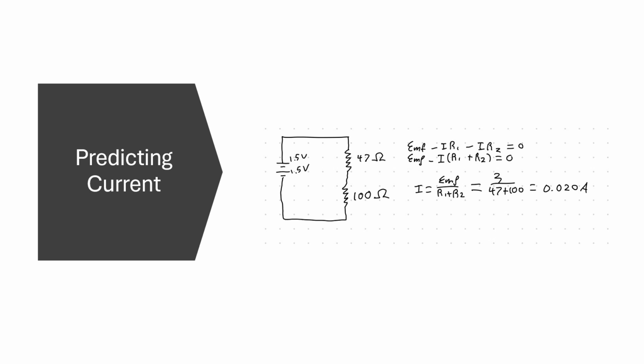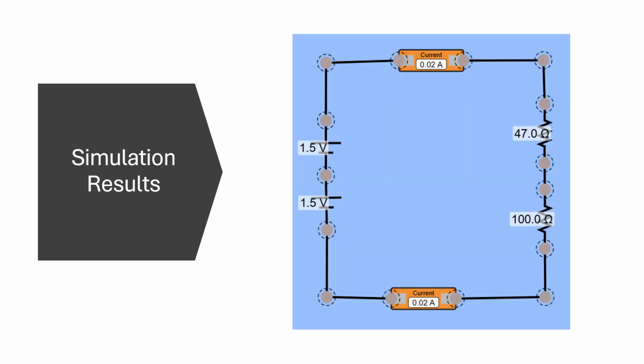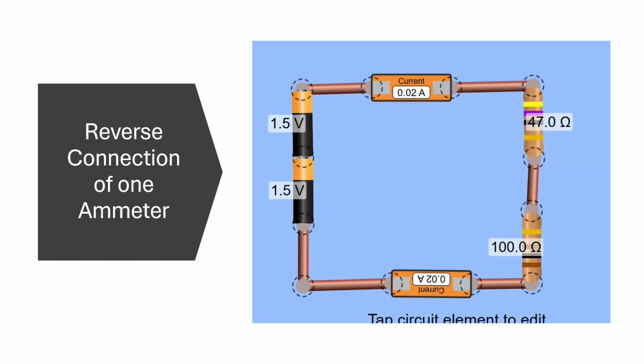We are given a simple circuit involving two batteries in series connected with two resistors in series, and we can calculate the current in the circuit as follows, and we can get that it's 0.02 amps. Simulating that circuit, we can see that our prediction was correct and that the current is indeed 0.02 amps. If we were to reverse the connection at one of the ammeters, the current reading is still the same.